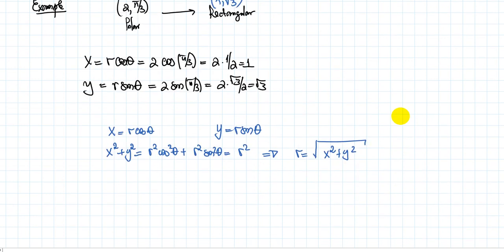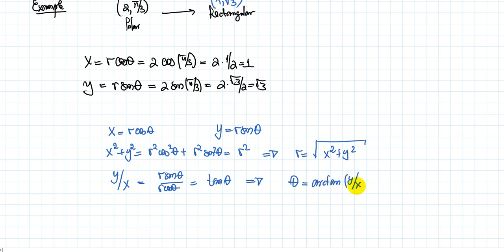Okay. So how to find the theta from here? Let's divide y by x, or x by y, it doesn't matter. Y over x, what do you have? R sine of theta divided by r cosine of theta, right? Which is equal to what? To the tangent of theta. So y divided by x is the tangent of theta. What is the theta from here? It is the arctangent of y divided by x.